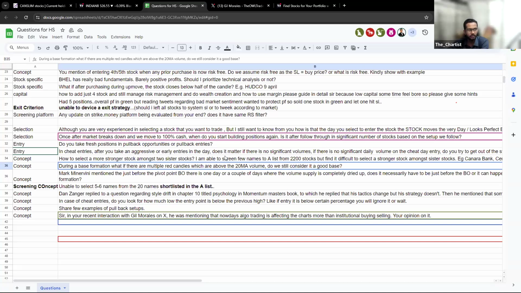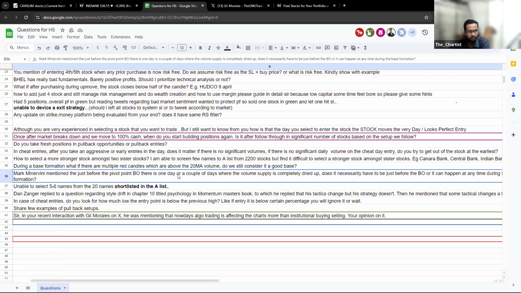Mark, you mentioned that before the pivot point breakout, there is one day or a couple of days where the volume supply completely dries up. That is necessary just before the breakout. Yes, it is necessary. That's why we trade these volume dry up breakouts, because that means the supply has been absorbed.